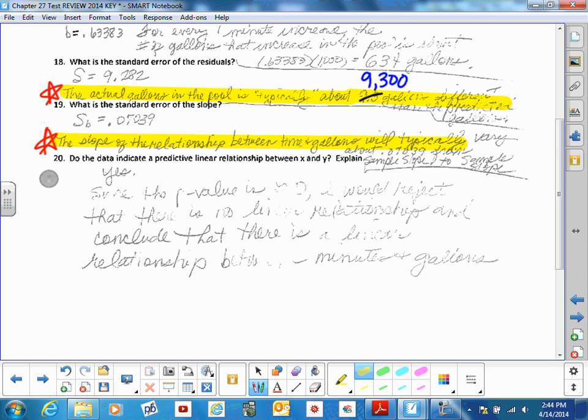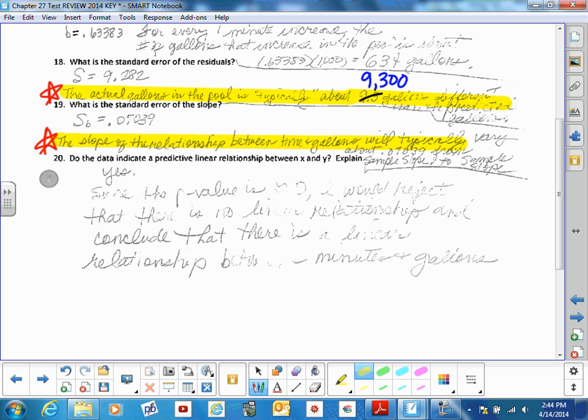Okay, and then number 19, standard deviation of the slope. Well, that's referencing that from sample to sample to sample, every sample is going to be a little off on the slope that gets calculated. Okay? But this standard deviation of slope gives you that indication of how much variability in the slope is acceptable or typical. So here it is. The slope of the relationship between the time and the gallons will typically vary about that much from sample to sample. Okay, and then number 20 was straightforward, because of the p-value.